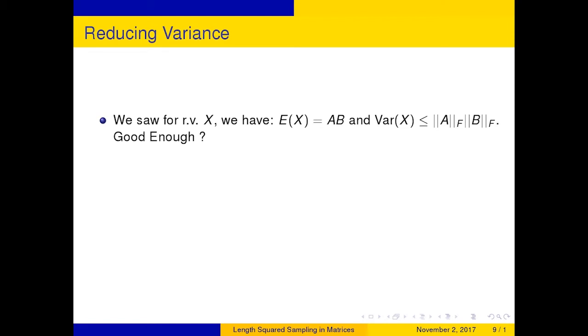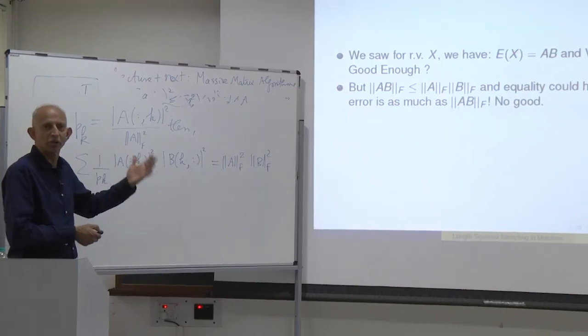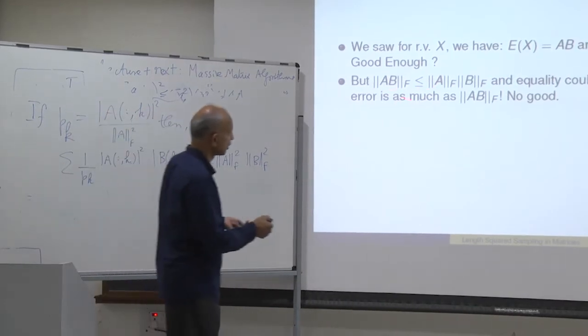So reducing variance is standard. Let's run over this. This x had variance less than or equal to that. That's not good enough. Why? Because the Frobenius norm of A times B is at most the product of the Frobenius norms. You have to prove this, but it's not very difficult. It's just a lot of algebra, perhaps, but it's a norm. It's submultiplicative.